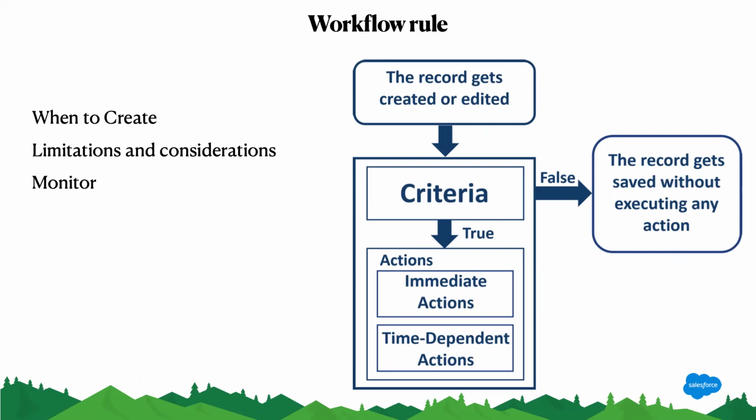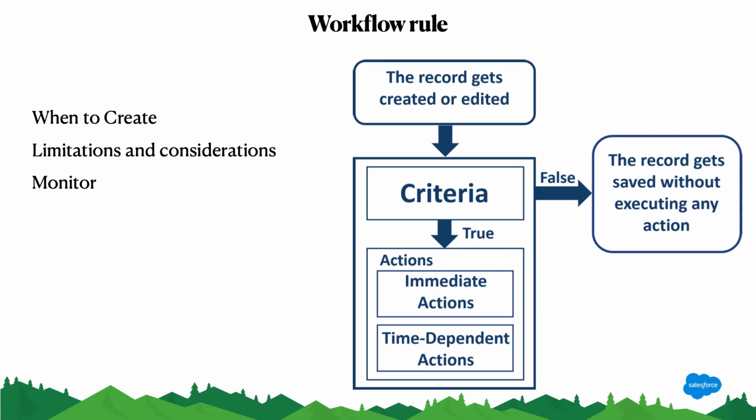Workflow rule is the simplest process automation tool, which we can use for creating if-else conditions, simple if conditions and actions, right? In terms of workflow rule, you have to know when to choose it, what the limitations and considerations are, and how to monitor it. How a workflow rule works is, when a record is getting created or edited, it fires and checks the criteria. So if the criteria match, let's say you are creating a case, right?